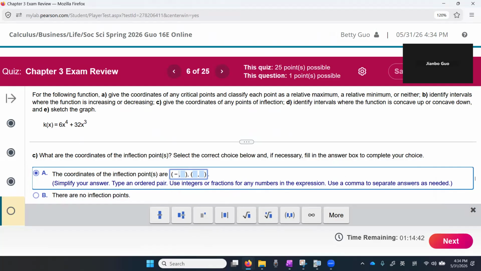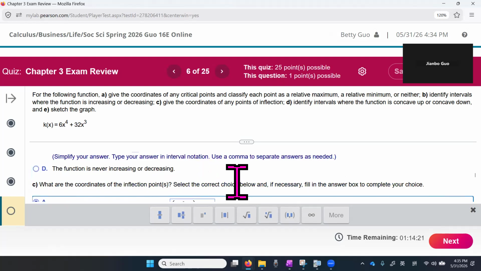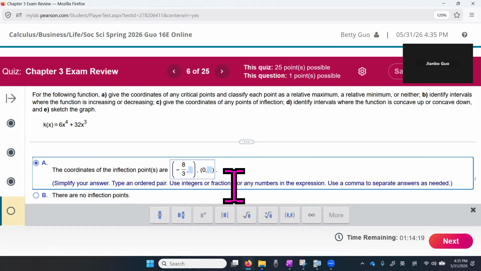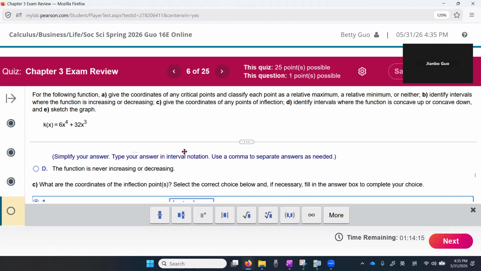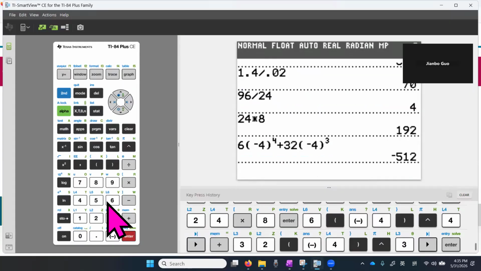Negative a over 3 and 0. You have to calculate what's the y value of the function when x equals negative a over 3. When x equals 0, y is 0, that's easy. When x equals negative a over 3, I'm going to use the calculator.